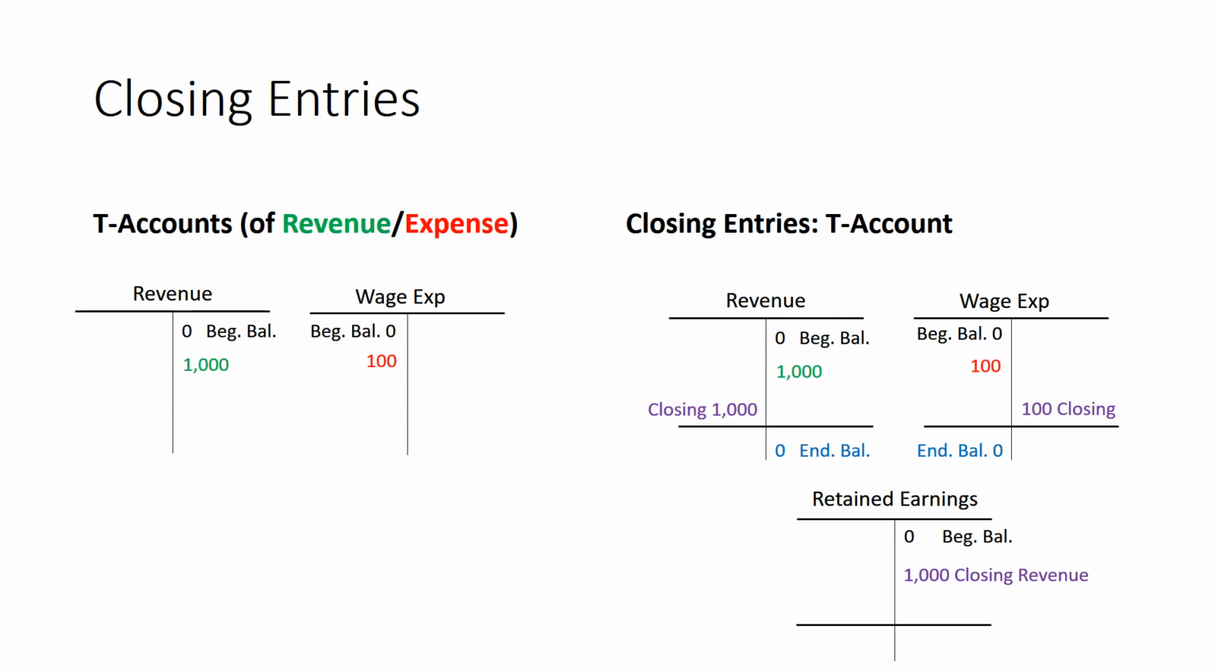Similarly, for expense, in order for the wage expense to have an ending balance of zero, we must credit wage expense by $100 on the right-hand side. If we have a credit of wage expense, then we have to have a debit of $100 on the left-hand side somewhere, and that will also come from the retained earnings account. So that at the end, after the closing entries, we'll have $900 as the ending balance for our retained earnings account.